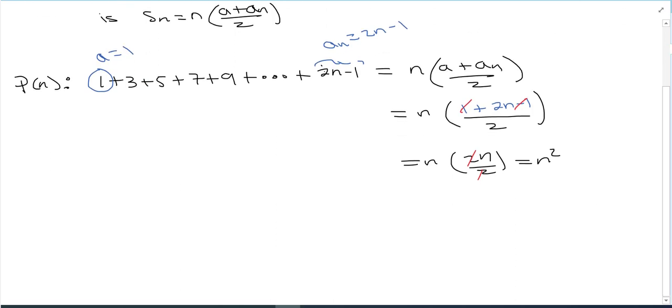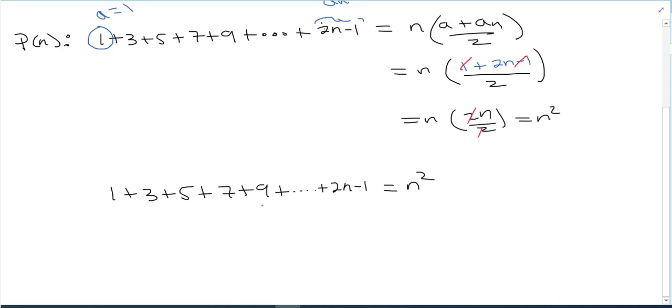So this is kind of neat. What this is saying is that the sum of the first n odd numbers is equal to n squared. So let's use the principle of mathematical induction to prove it. This is our statement about n.